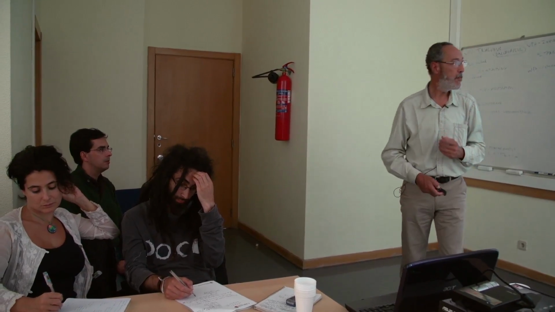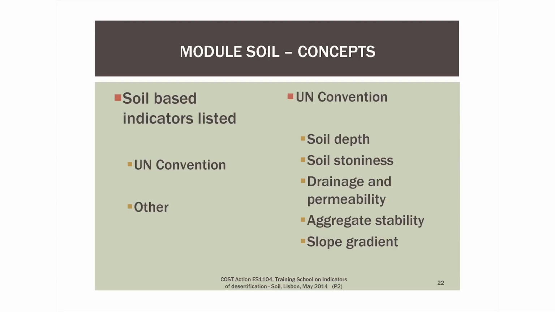Soil stoniness as a desertification indicator. I'll go back a little, if I can. These two are, I would say, the core indicators. We have more drainage and permeability, which is not exactly in the model I've been talking to you about. We have aggregate stability, and we have slope gradient.